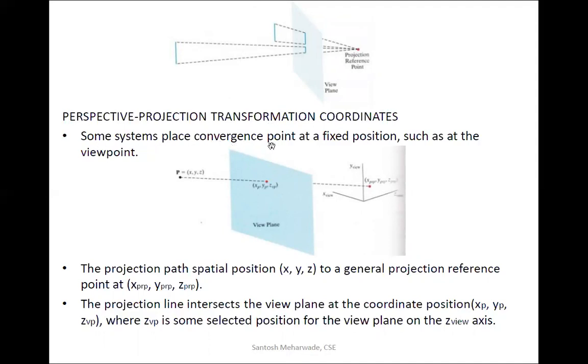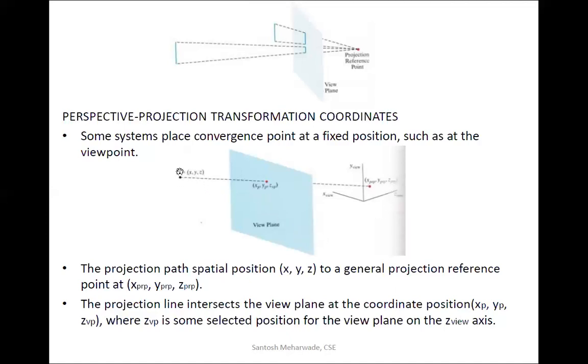Next one, perspective projection transformation coordinates. Some systems place the convergence point at fixed positions such as the viewpoint. Here, this is the viewing coordinate system, and within that we are going to fix one point, which we call the viewpoint. Assuming that our viewer is at this location, we take it as xprp, yprp, and zprp. PRP means perspective projection reference point, for the x value, for the y value, and similarly for the z value.